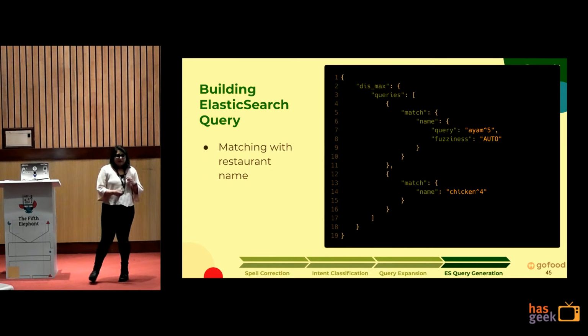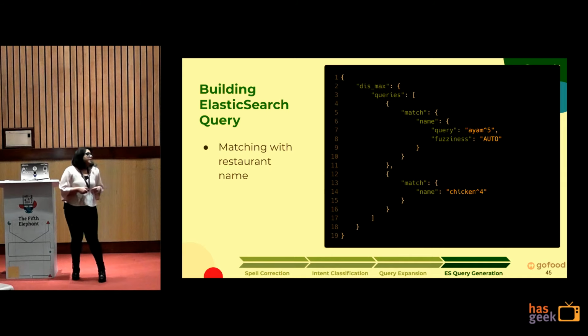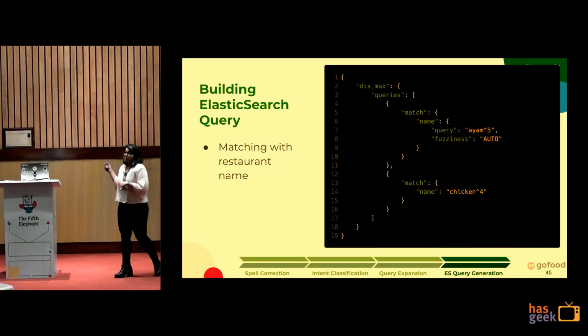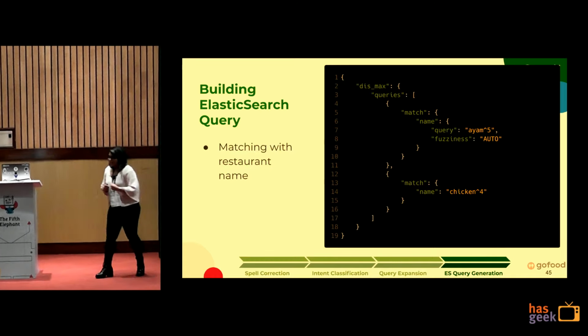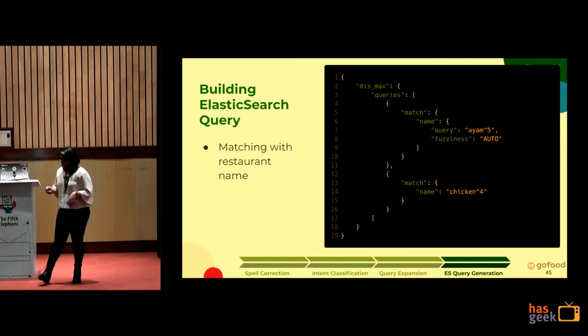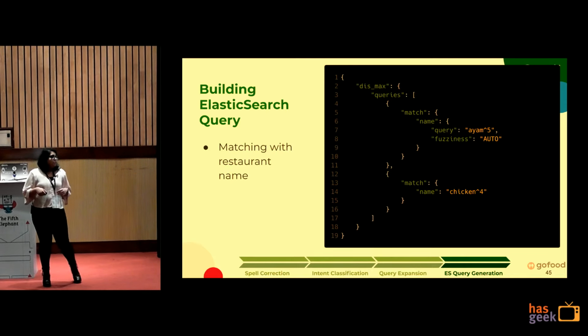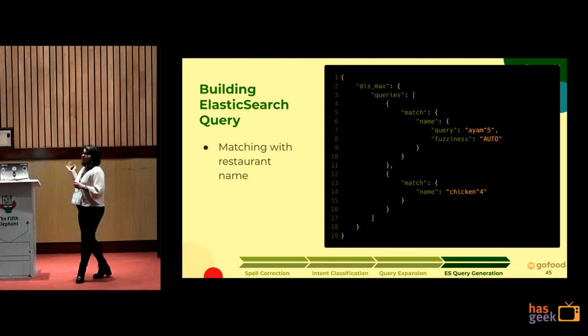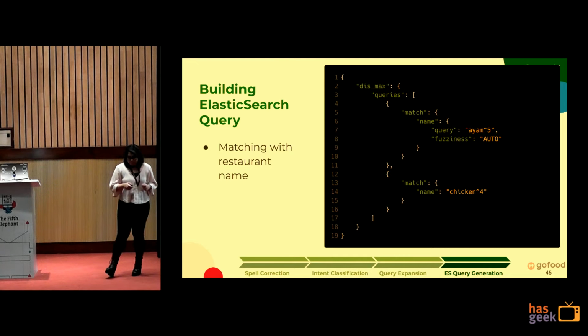So here is an example of the match clause for the matching with the restaurant name. Over here we can see that we've used fuzziness auto, which means that, going back to our example of crispy with a K, if they were looking for crispy creme, it would still match with crispy with a K even if the query had been corrected to crispy with a C.